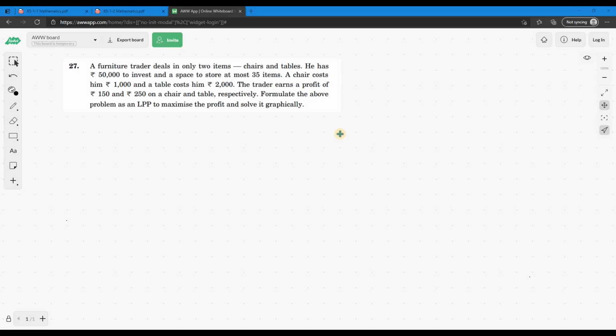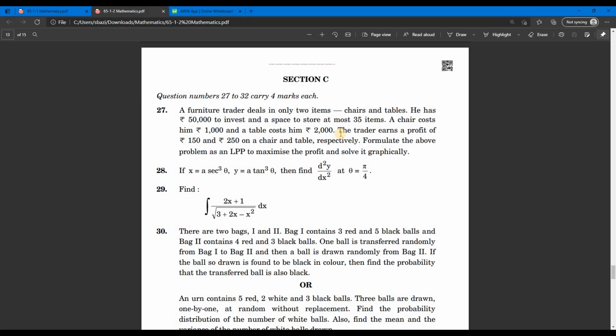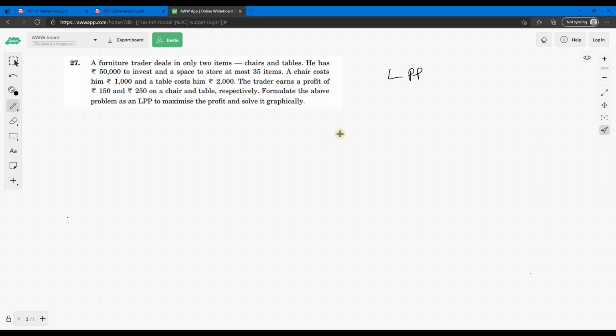Hello friends, today we'll see this question. This question is from the chapter Linear Programming Problems, and it was asked in the year 2020 maths. This question carries 4 marks, so let's discuss this problem.